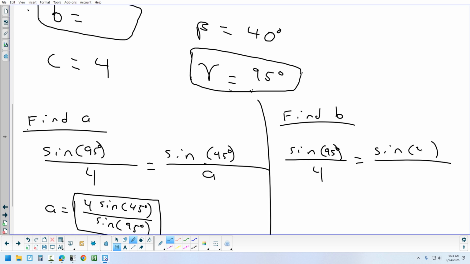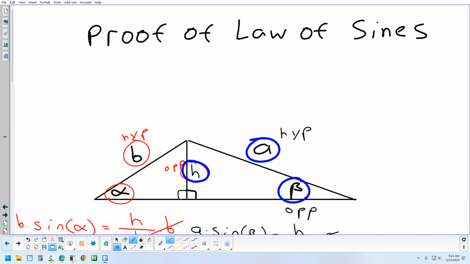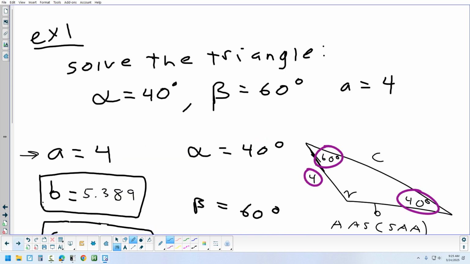Sine 40 over B. Okay, and I know when we do law of sines, we're not really thinking about it, but you're really taking a triangle here, you're drawing in, and you're finding this height, and you're using that to solve the problem as a right triangle. This law builds all that into it for us.